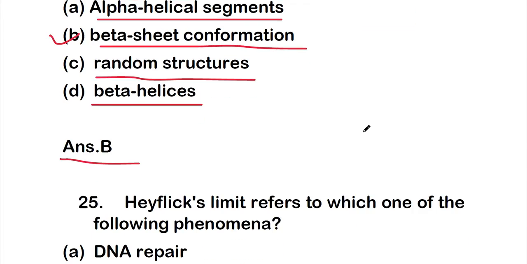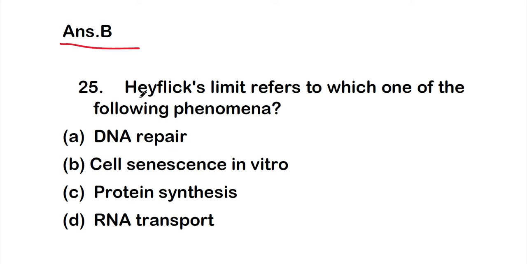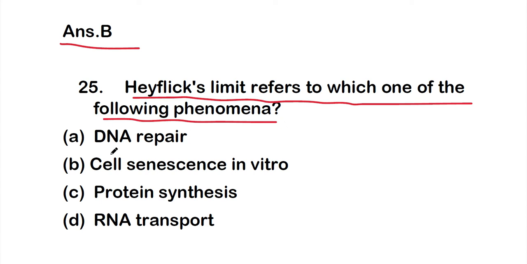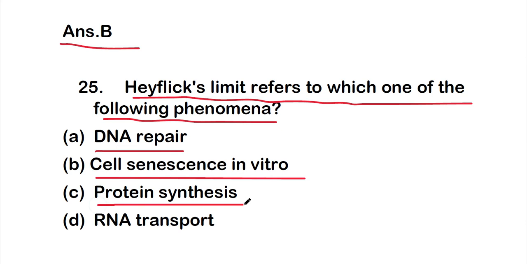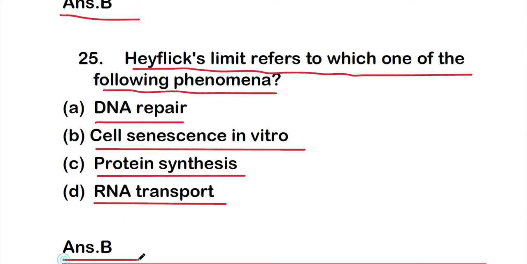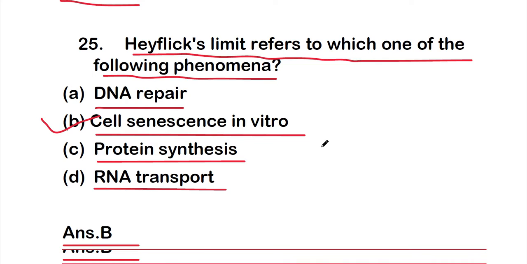Okay, so let's move on to question number 25. Hayflick's limit refers to which one of the following phenomena? The options are: option A, DNA repair; option B, cell senescence in vitro; option C, protein synthesis; option D, RNA transport. So which one is the right one? Option B is the right one, that is, cell senescence in vitro.